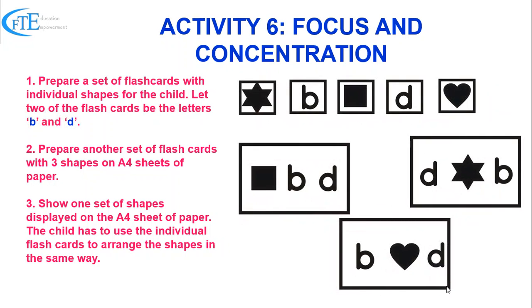Now, prepare a set of flashcards with individual shapes for the child. Let 2 of the flashcards be the letters B and D. Prepare another set of flashcards with 3 shapes on A4 sheets of paper. Show one set of shapes displayed on the A4 sheet of paper. The child has to use the individual flashcards to arrange the shapes in the same way.